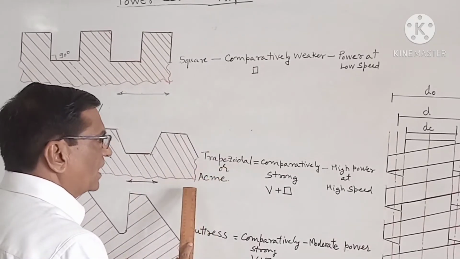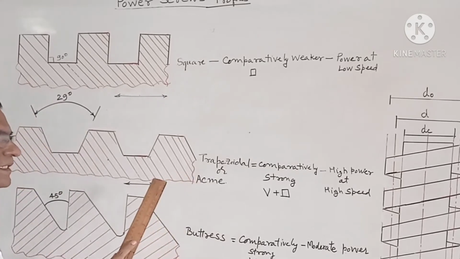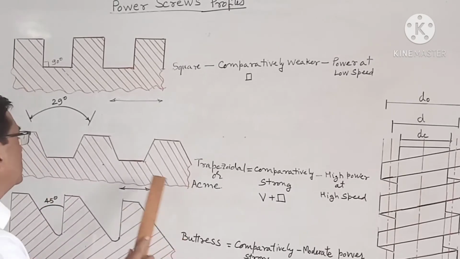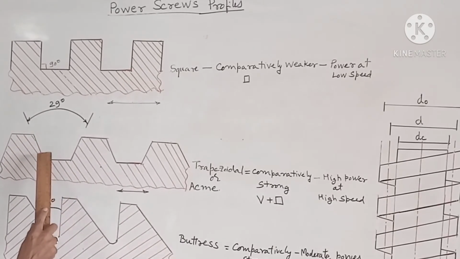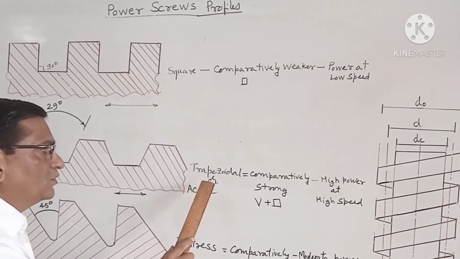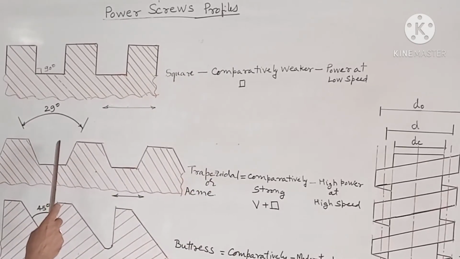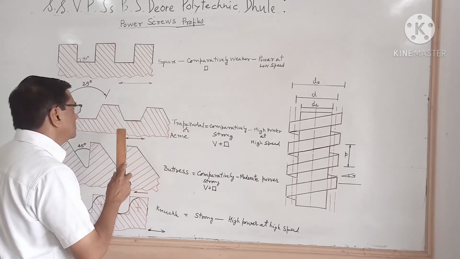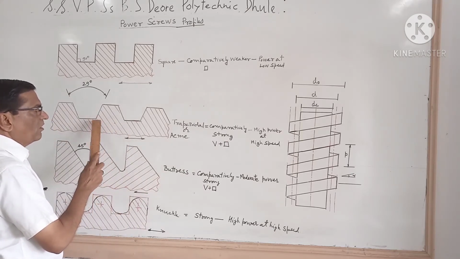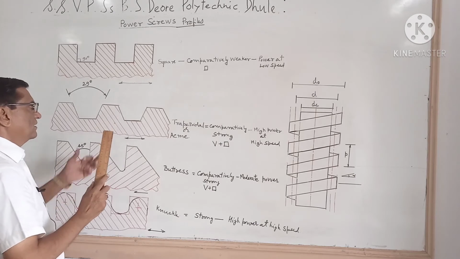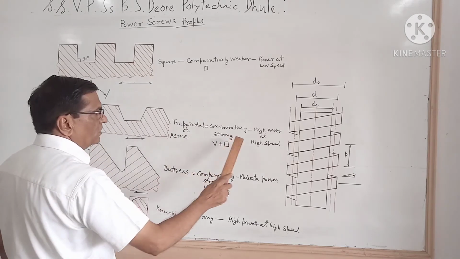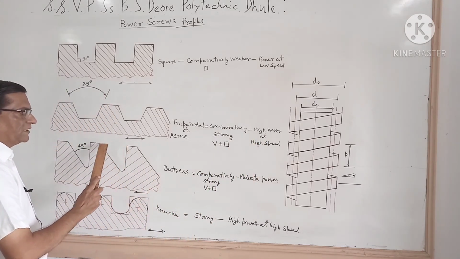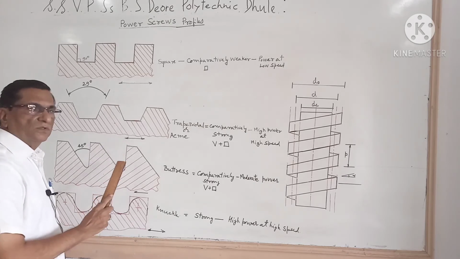Second is trapezoidal or acme thread. The difference between trapezoidal and acme thread is only in the depth and thread angle. In acme, the thread angle is 29 and depth is more, and in trapezoidal thread the thread angle is 30 and depth is less. They are comparatively strong because at the base it is a combination of V and square thread. The base is larger for high power transmission at high speed. It is used to transmit power in both directions of the screw axis.